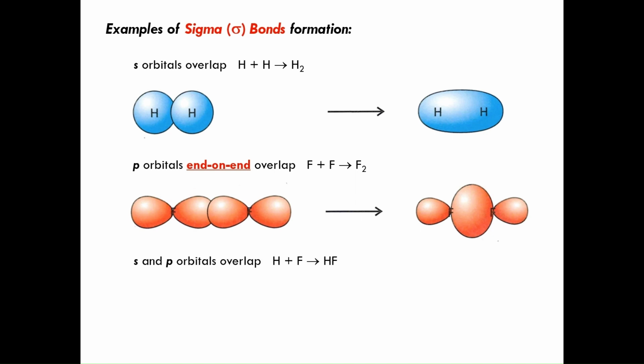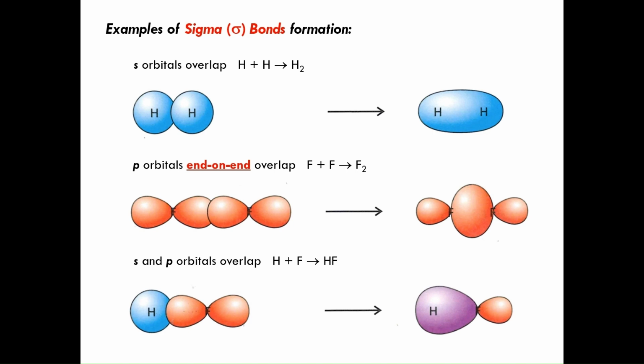The last example I have to show you is of the overlap between an s orbital and a p orbital to form the compound hydrogen fluoride. Here you can see that the s orbital from the hydrogen atom overlaps with the p orbital from the fluorine atom to create this one large sigma bond orbital.